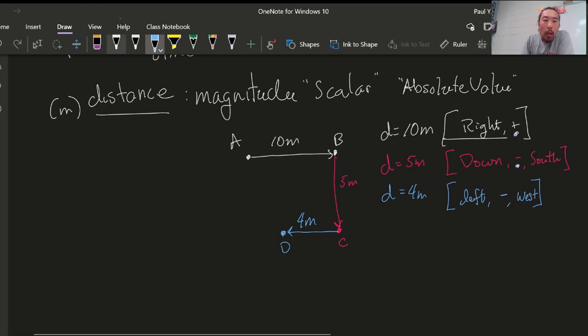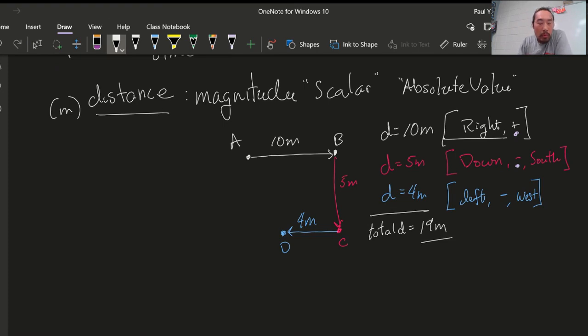With this, the total distance, nothing special here, we would just add them all up. 10 plus 5 plus 4 would be 19 meters. This is the total distance. However, that number would change if we were not looking at distance, but displacement. More on that later. But the important idea here is that for distance, you're only looking at the numerical value, no positives and no negatives.